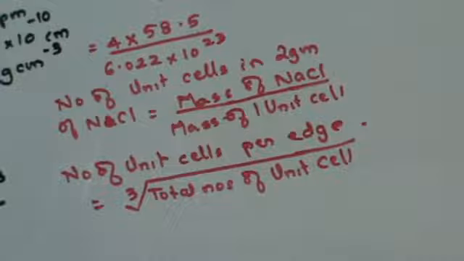Right? Total number of unit cells you would have just found out from here. Number of unit cells in 2 grams, so you should be able to get this answer. Nice sum. Next, we go to the next one please.